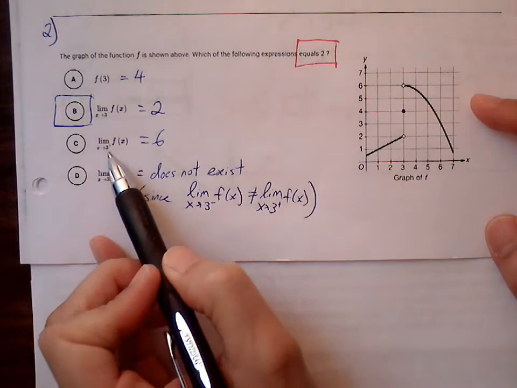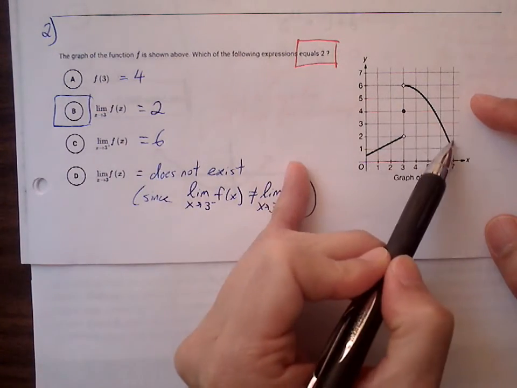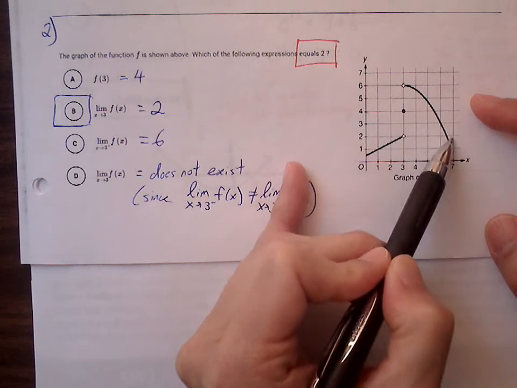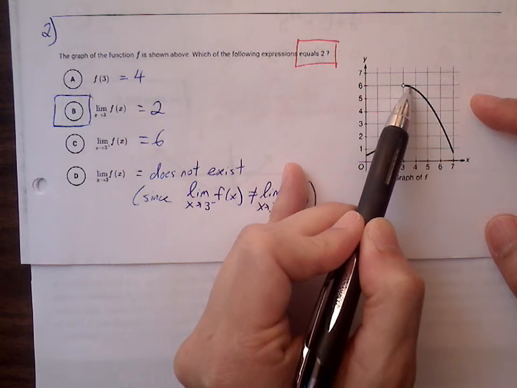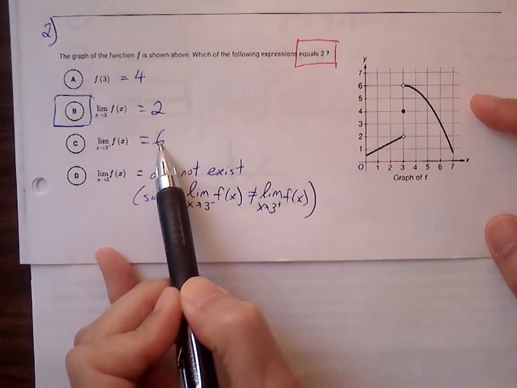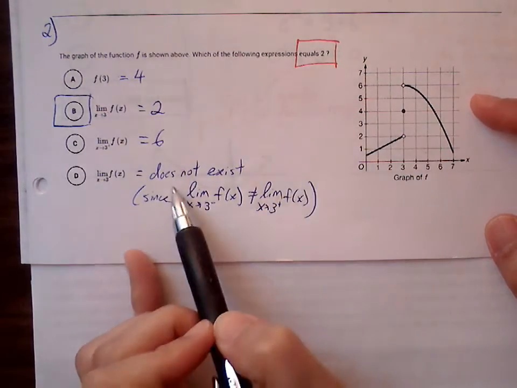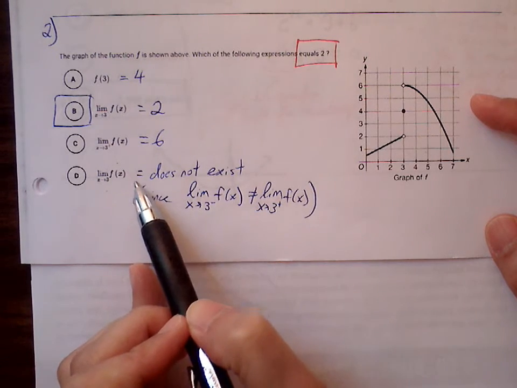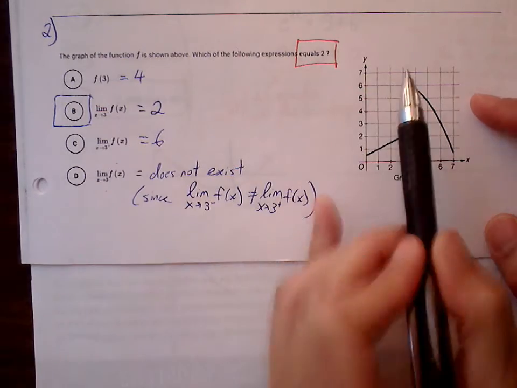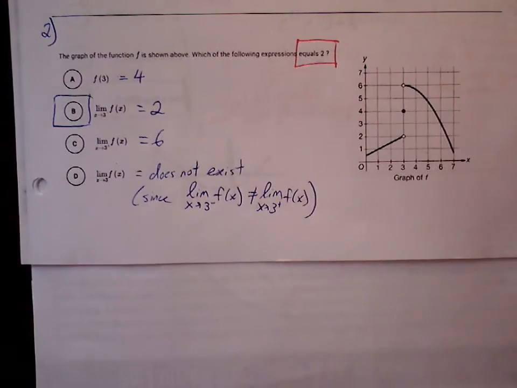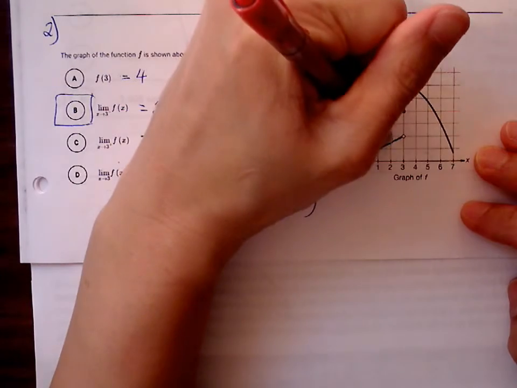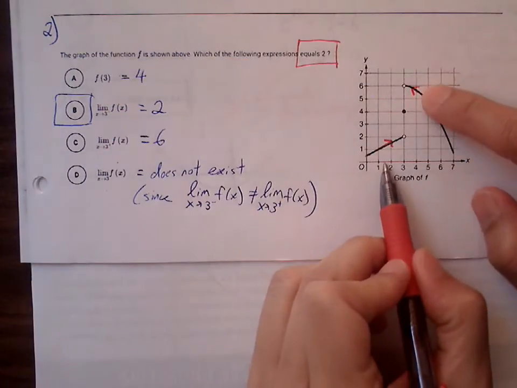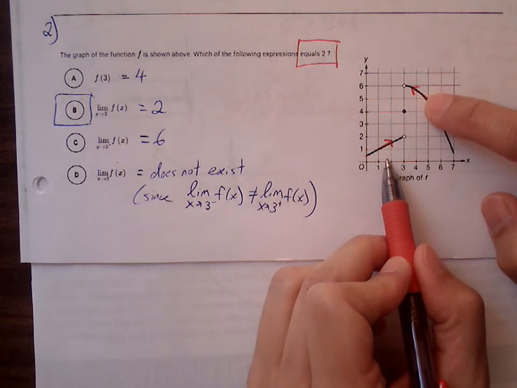But let's just look at the other options as well. Limit as x approaches 3 from the right side of 3. That means we're following this branch, moving towards the x value of 3. It's moving us towards a y value of 6, so that doesn't agree with 2. And then here, the limit as x approaches 3, the full limit, doesn't exist, because from the left side it's approaching 2, and from the right side it's approaching a different y value. So there's no consistency there, therefore the limit doesn't exist.